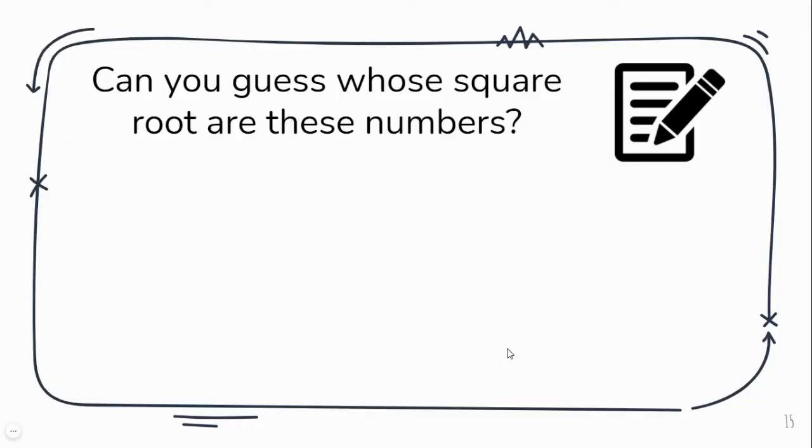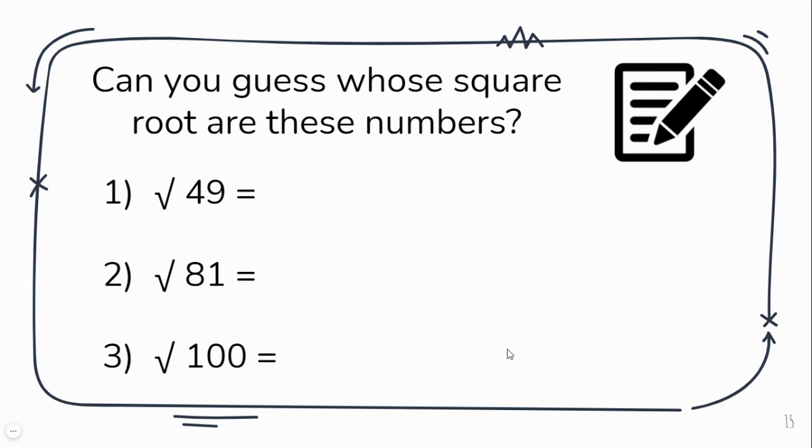Okay, now we are going to try to guess whose squares these numbers are. We are going to try to guess which numbers are multiplied with itself to get this number. Please pause this video and try to find out. Yes. So as we know, the first one is going to be 7 because 7 multiplied by 7 is 49. Then I have 9, which if you multiply with itself, you get the answer as 81. And last but not the least, 10 multiplied by 10 is going to give you 100.